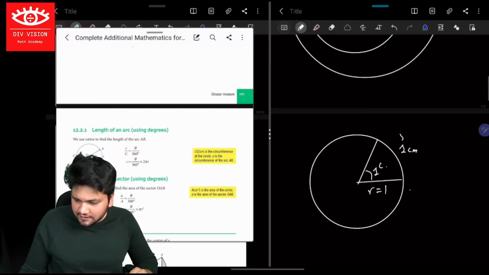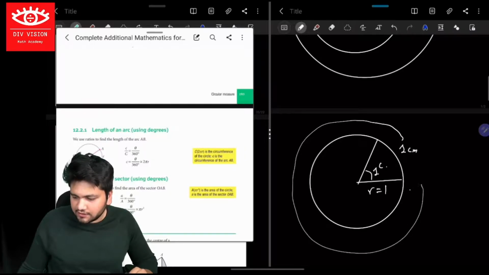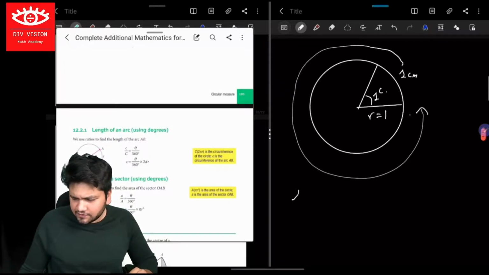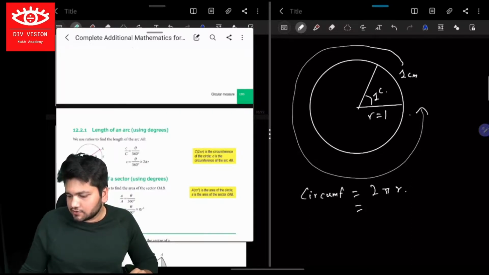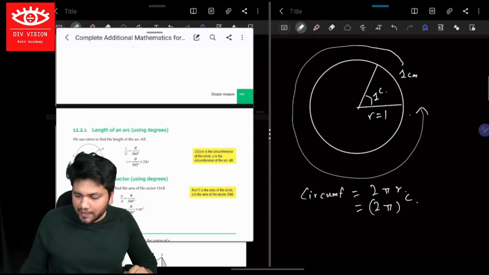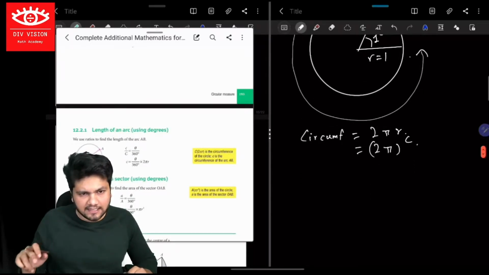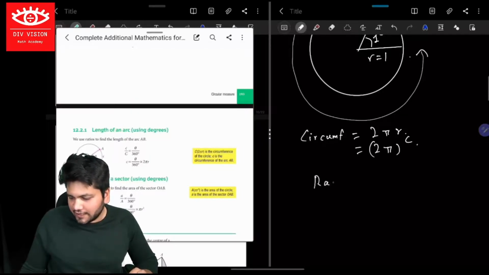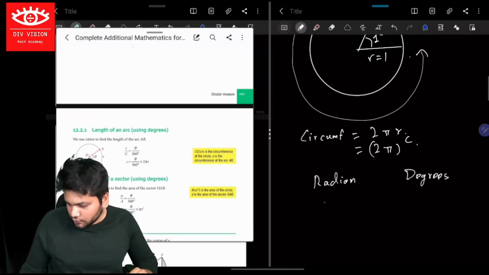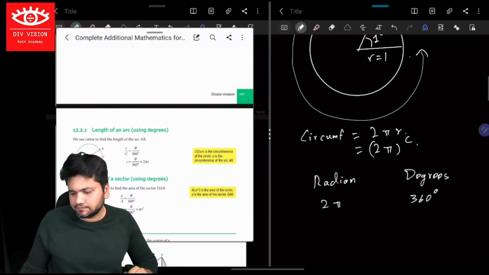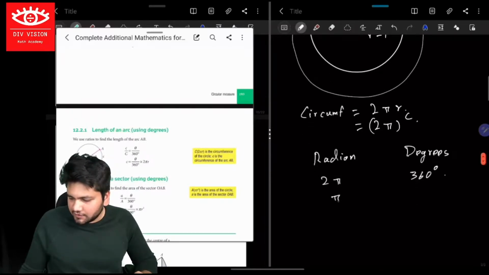Now if I consider the length of the whole arc, or basically the whole circle, that is nothing but your circumference. So the circumference of this circle is going to be how much? It's going to be 2 pi into r, and here r is equal to 1, so it's going to be 2 pi. So the angle subtended is going to be 2 pi radian. And we know that the whole circle angle is 360 degrees. So if we talk about radian and degrees, then 2 pi radian is going to be 360 degrees. So in short, pi is nothing but 180 degrees. That's the conversion we know.